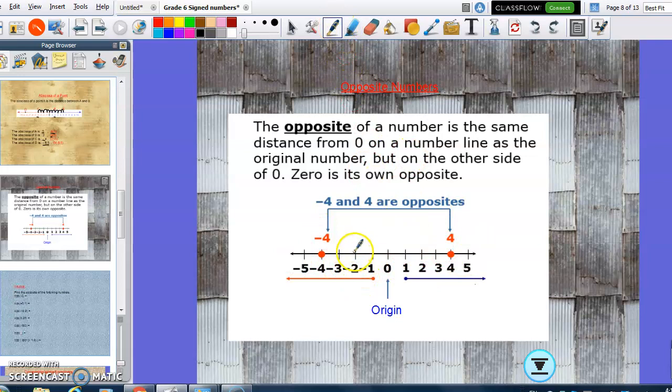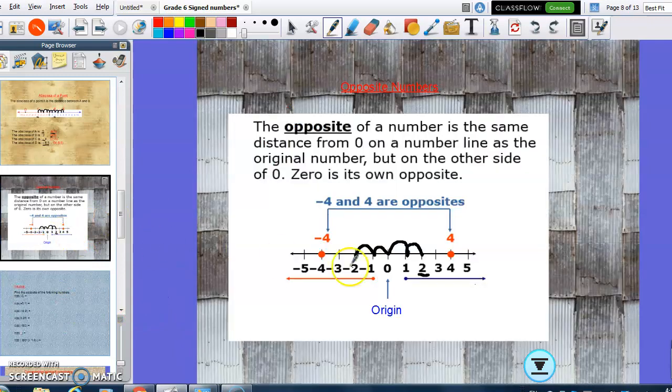Suppose that I am going to find the opposite of minus 2. So minus 2 is located 2 units to the left. Its opposite will be 2 units to the right. So 1, 2. So the opposite of minus 2 is plus 2 or 2.